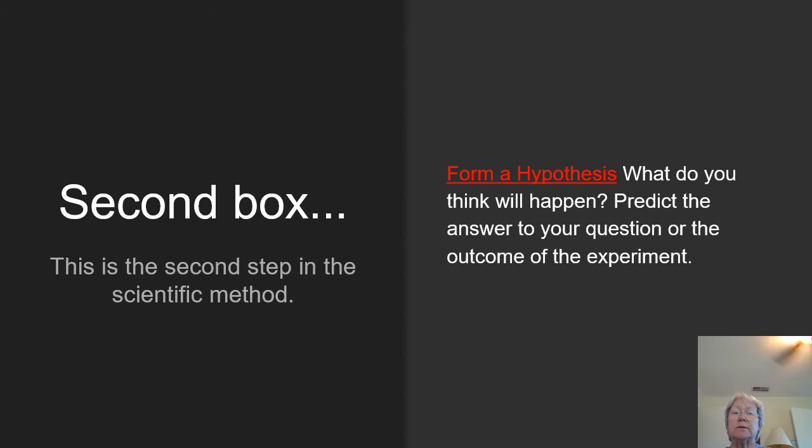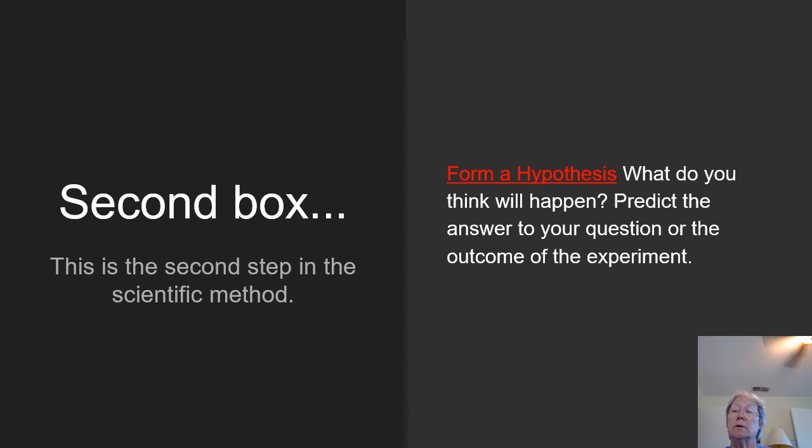The next box, this is the second step. What do you think will happen? Predict the answer to your question or the outcome of the experiment. Form a hypothesis. Form a hypothesis needs to go on that long line in the top of the second box that has these questions in it. What do you think will happen? Predict the answer to your question or the outcome of your experiment. Form a hypothesis.